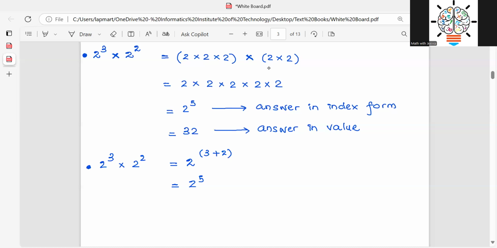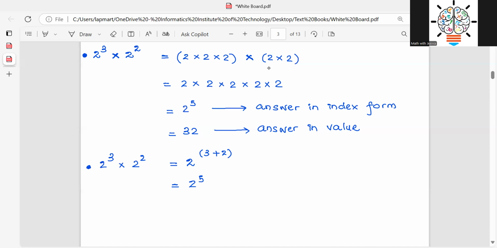So now you can understand the shorter method or the shortcut: when you have the multiplication and you have the same base value, you can add the indices. 3 plus 2, it is 5. Then if you need to have the value, you can write 32.